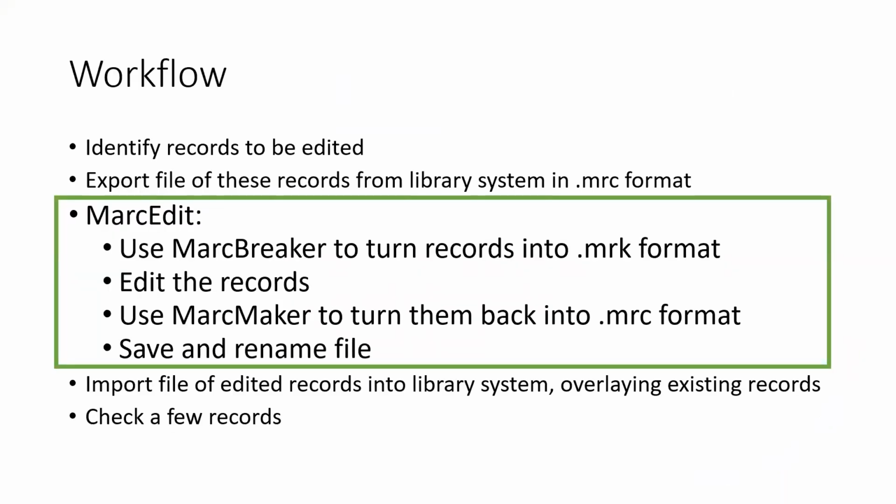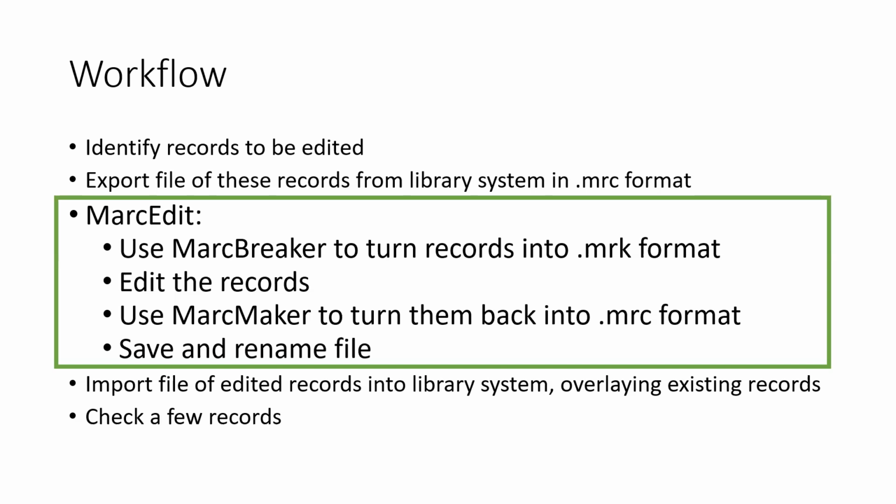So my workflow is the same for both. The first thing I need to do is to find the records I want to edit and put them in a set. This is how Alma works. You put your records in a set, then you export the set. Your library system may have different terminology, but the process is the same. You identify the records you want to edit and then export those records only.